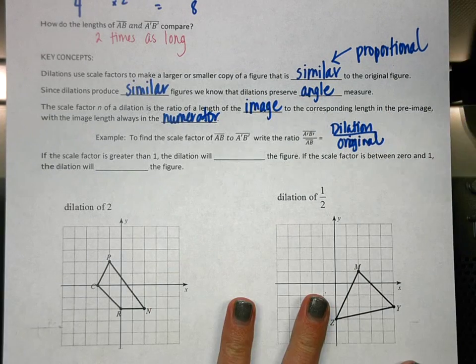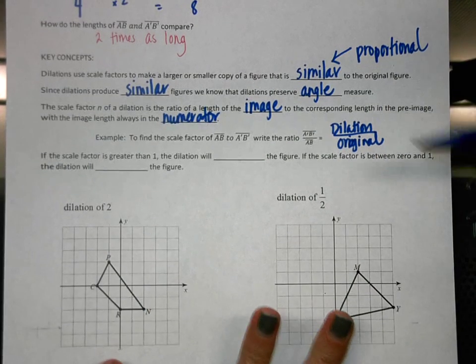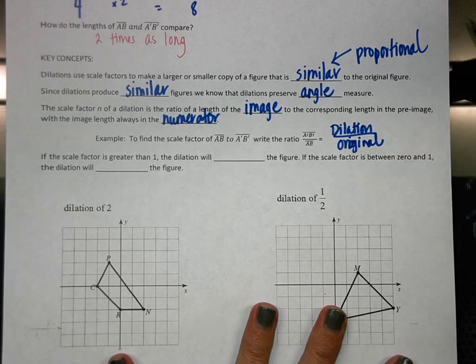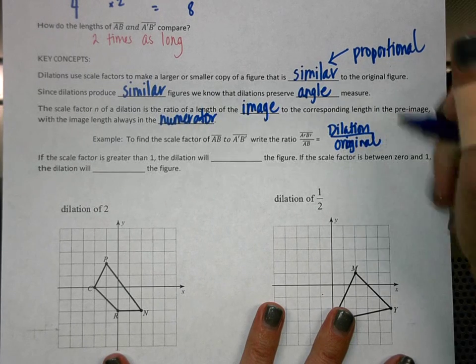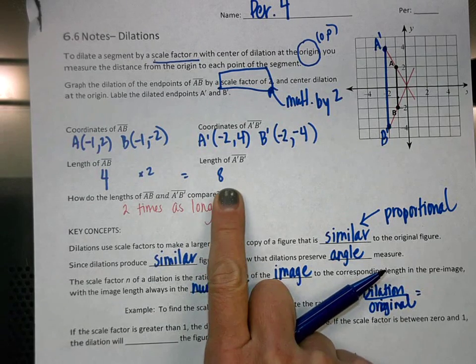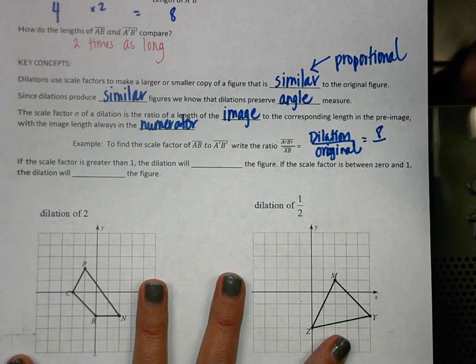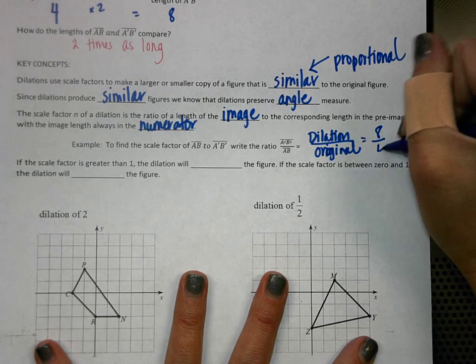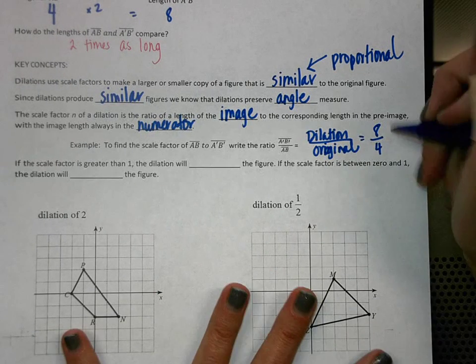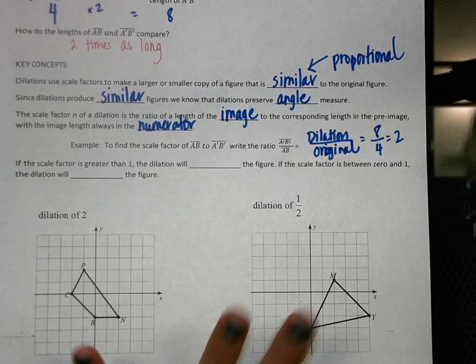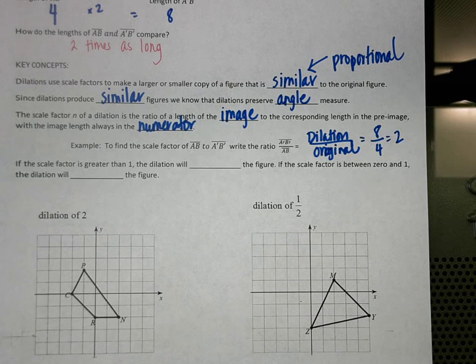Okay, and so what do I mean by that? Well, on our first example, how long was my dilation image? 8, right? My dilation image was 8, and then the original image had a length of 4, and 8 divided by 4 gives you the scale factor of 2, which we knew that it was. But let's say that they give you the images and they want to know the scale factor. That's what you would do. You would take your dilation and divide it by your original image.